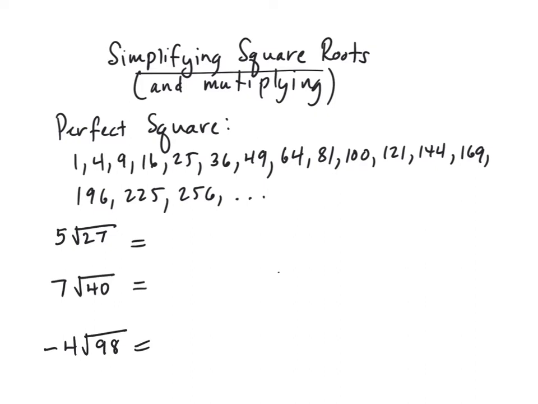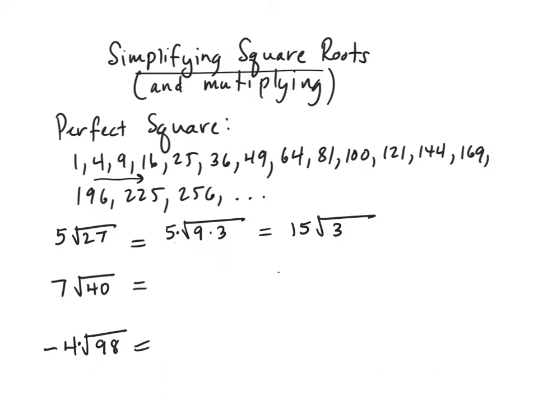A few more examples, and notice all these have a number out in front of the root. Remember, there's times between that number and the root. 5 root 27. Go up the list, find the largest number that divides evenly into 27. 1, 4, 9 goes into 27. I can rewrite 27 as 9 times 3. I can't take the square root of 3, but I can 9. The square root of 9 is 3. I take that out front as a 3. There's times right here, so 3 times 5 ends up being 15. Left underneath the root is still that 3 I couldn't take the square root of. 15 root 3 is my answer.